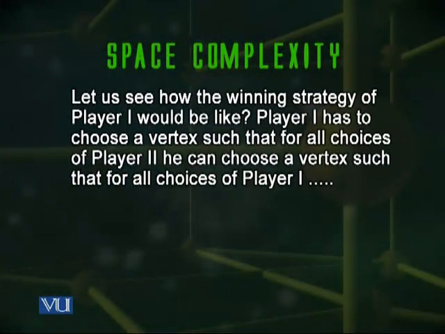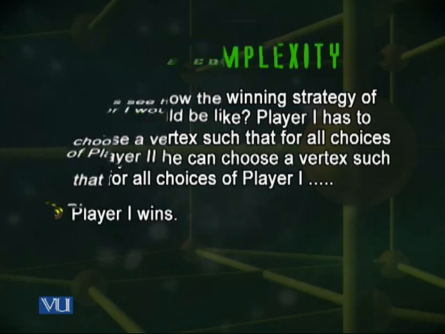Let's see what the winning strategy of player 1 would be like. Player 1 has to choose a vertex such that for all choices of player 2, he can choose a vertex such that for all choices of player 2, he can choose a vertex, and you continue this, and in the end what you want is that player 1 wins, which is equivalent to saying that player 2 gets stuck. So if you think about how a winning strategy would be, it seems to have this alternating quantification in it. There exists a choice for player 1 such that for all choices of player 2, there exists a choice for player 1, and so on.